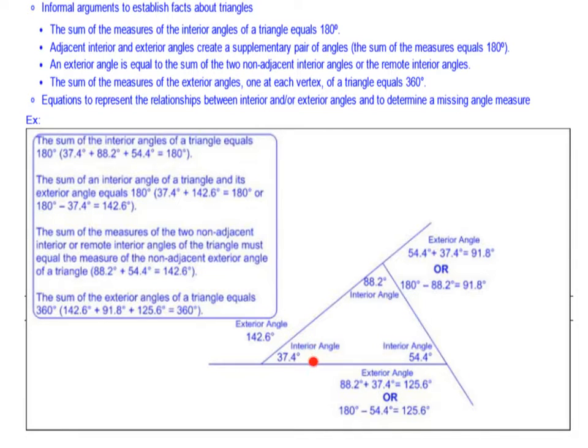So if the interior is 37.4, to get the exterior, you're just going to subtract 180 minus 37.4, and that's going to give you that exterior. That's when you have the adjacent. We're talking about right next to each other. Exterior plus interior measure will equal 180.